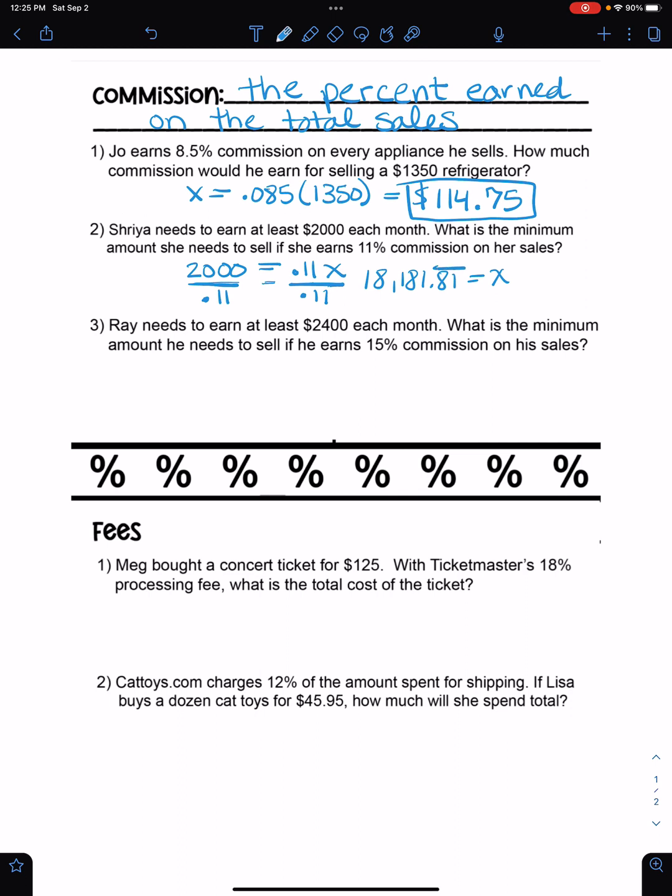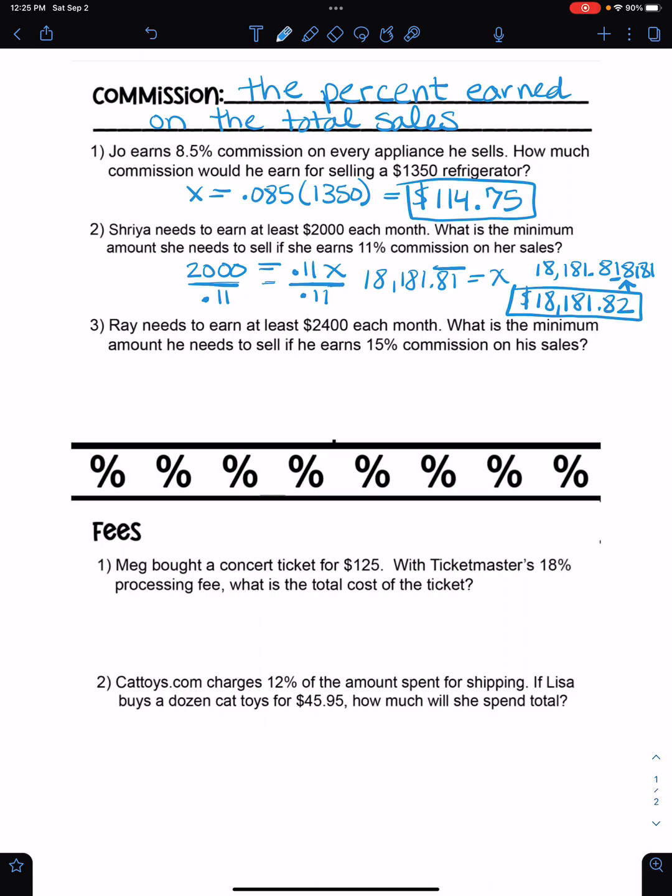I want to know how much she needs to sell, so let me write this over here with the repeating part. It's easier to see with more spaces. We want to round to the nearest cent, which is the hundredths place, and since that's 5 or more, I'm going to round up. So she needs to sell at least $18,181.82 worth of products. That might be a car, it could be appliances, it could be jewelry. Lots of different jobs earn commission. Real estate. So there you have it.